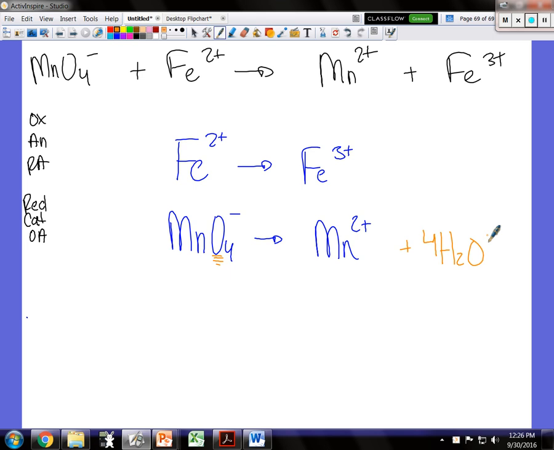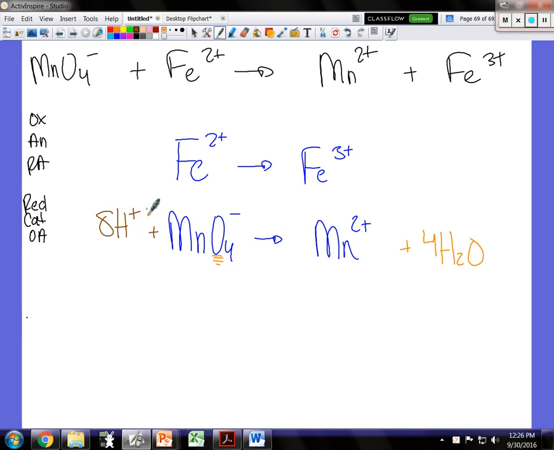The H plus ion. And where do you add it to? The opposite side. How many hydrogen ions? 8. Very good. So I need to add 8 H pluses. All right, step 5. Balance the charge by adding electrons.